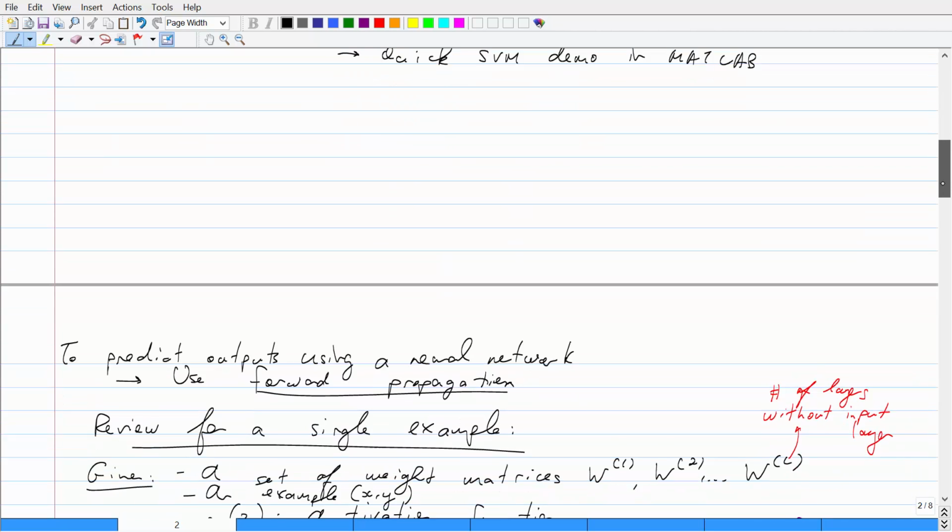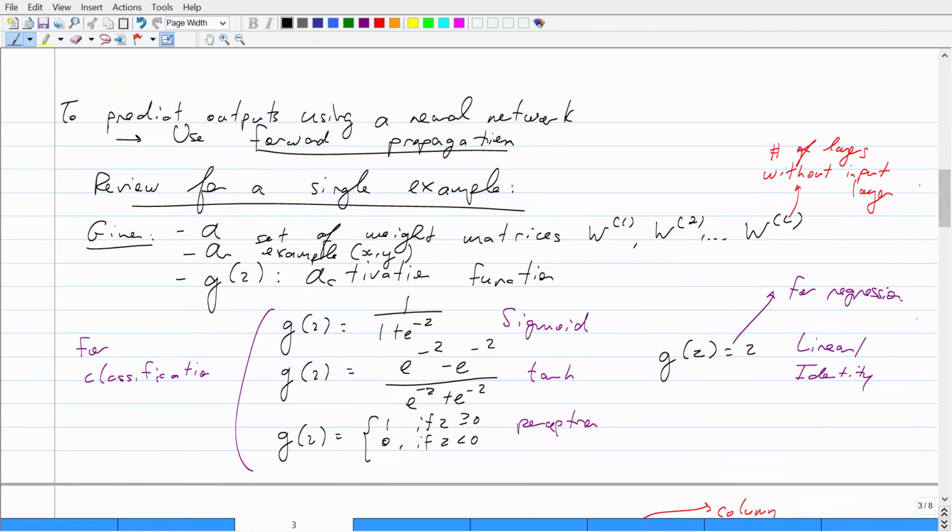Okay, all right. So here's a quick review of what we talked about last week. If you have a neural network and you want to do classification or regression, or you want to take a look at the output of a neural network and predict something, you use a process called forward propagation. We talked about a single example, an example X. We don't need the Y here. We just want a single example X, and we want to predict what the output would be.